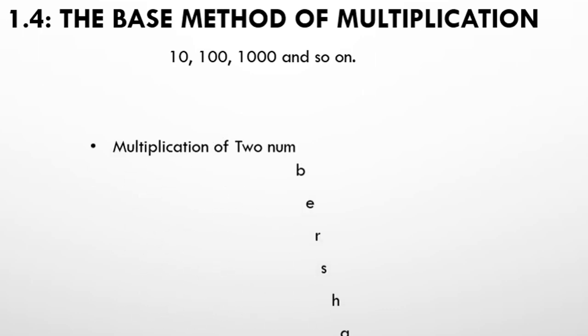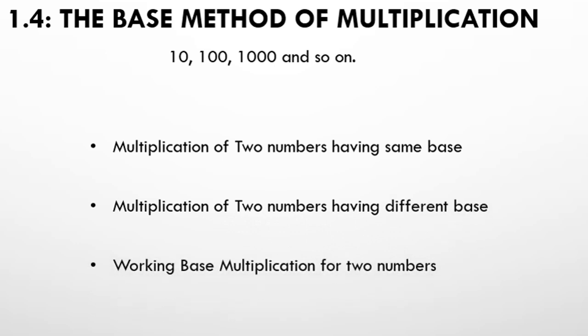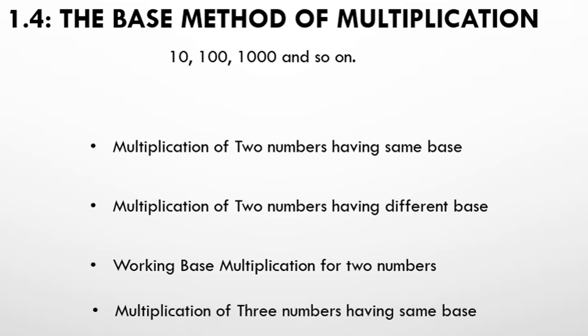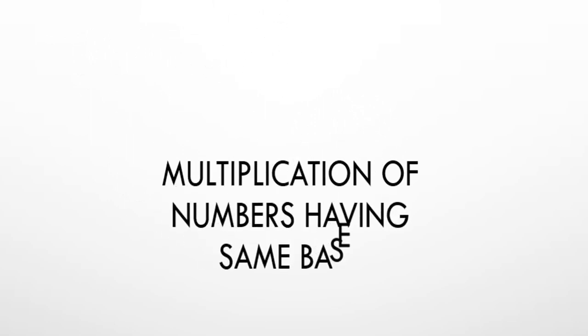1. Multiplication of two numbers having common base. 2. Multiplication of two numbers having different base. 3. Working base, bases other than multiples of 10. 4. Three numbers having common base. Out of these four subtopics, only the first two will be covered in this video and the rest will be discussed in the next video. Alright. Let us get started with the base multiplication of numbers close to common base.